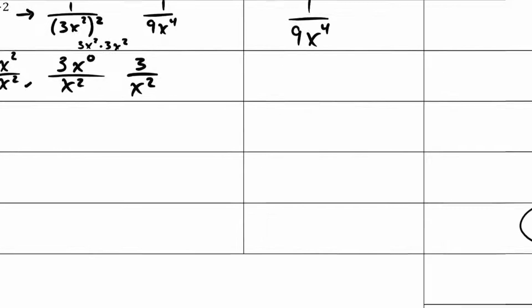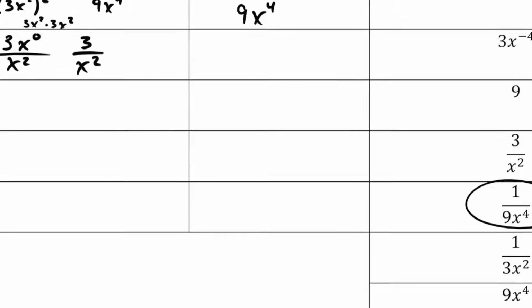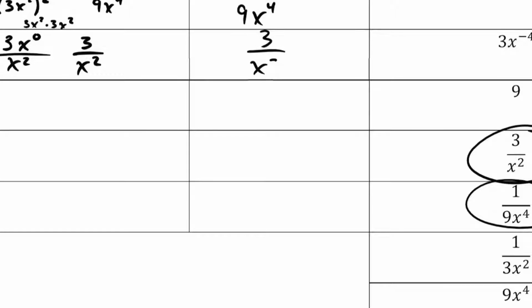Is that one of my choices? 3 divided by... Oh yeah, it is, right here. So this is 3 divided by x squared.